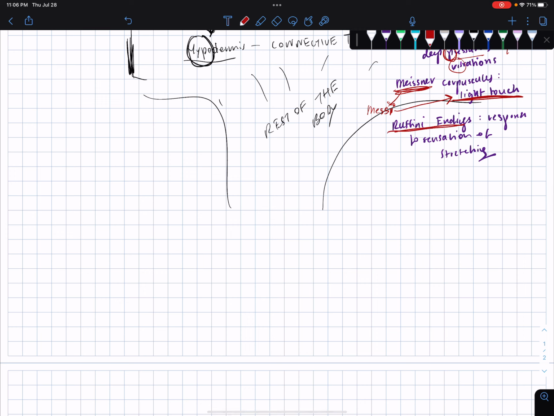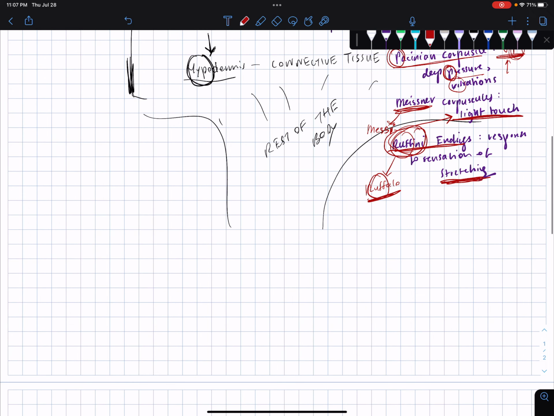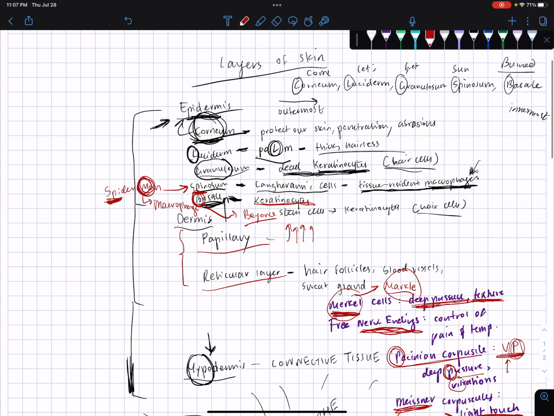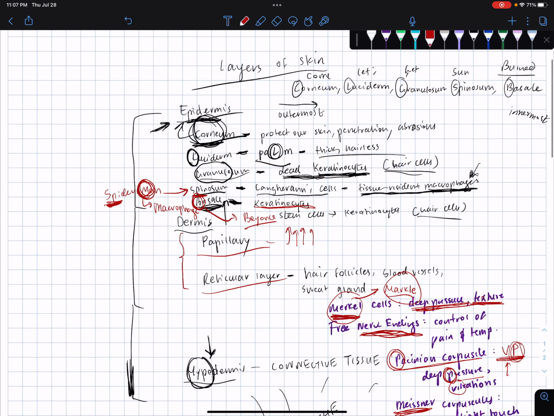And Ruffini endings, this is my favorite mnemonic. I like to think of Ruffini as Ruffalo, Ruff, Ruff. And I like to imagine Mark Ruffalo doing a bunch of stretches before he works out. So we have Mark Ruffalo doing stretches, so that's how we can associate Ruffini endings with responding to the sensation of stretching. So that's basically it. Those are the main layers of the skin, some cells that they encompass, and what their main functions are.